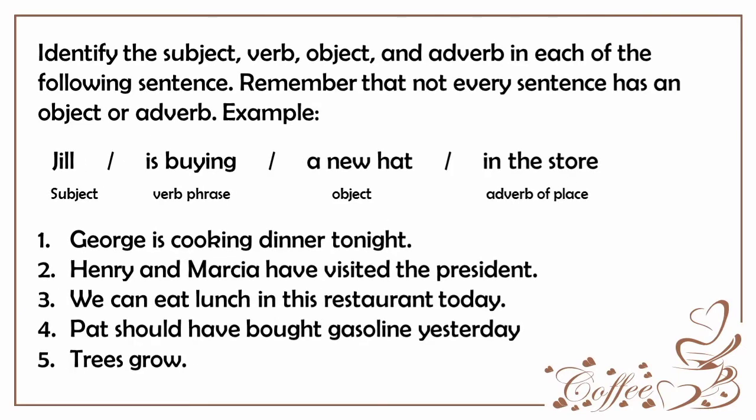Identify the subject, verb, object, and adverb in each of the following sentences. Remember that not every sentence has an object or adverb. Example: Jill is buying a new hat in the store. Jill: subject. Is buying: verb phrase. A new hat: object. In the store: adverb of place.